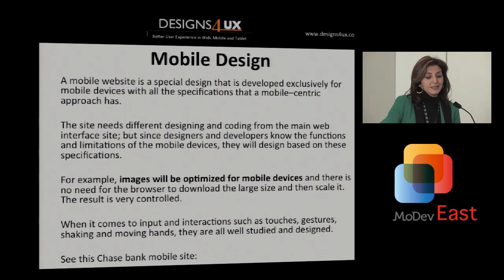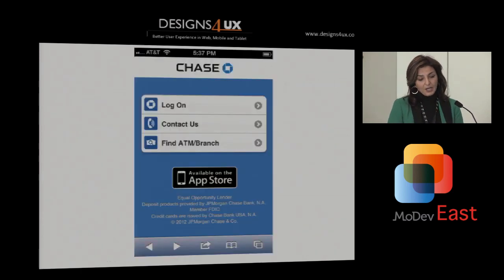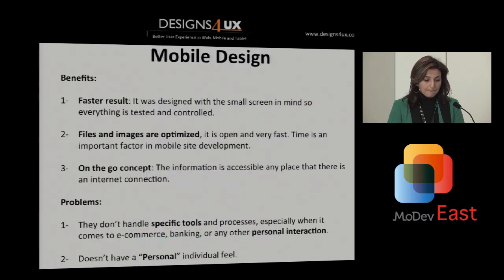Mobile design is a site that is especially designed exclusively for mobile devices. Developers and designers know the limitations and the specifications, so they design based on that. Images are optimized, and the result, of course, is that it's very controlled. And the same thing for interaction. The touches and gestures are very well designed prior to doing it. For example, let's say the Chase mobile site.